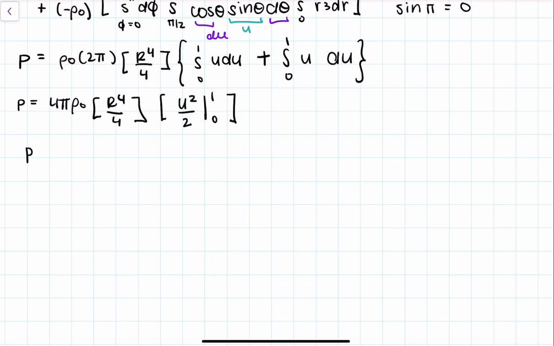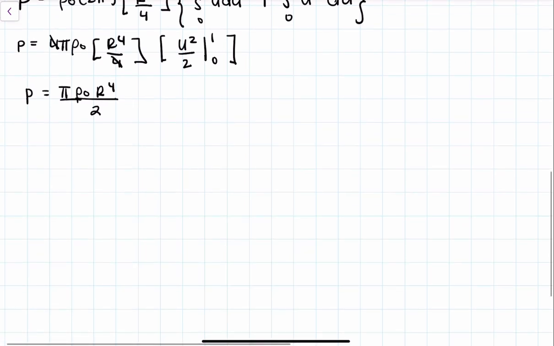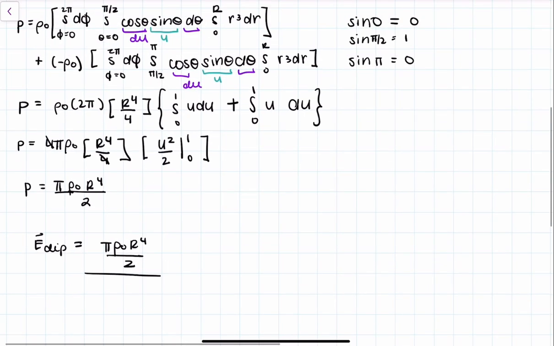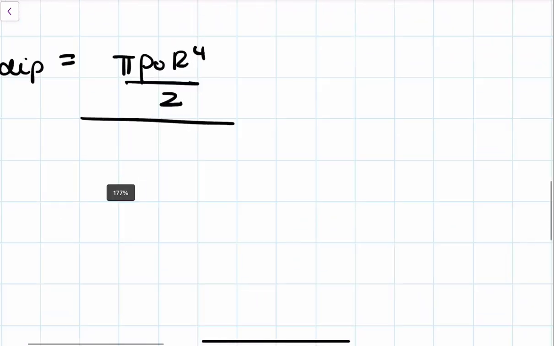So for our total dipole moment, its magnitude is, the 4s cancel, so we end up with rho naught R to the 4th over 2. Oh, and I forgot the pi. Yes, pi rho naught R to the 4th over 2. So if we plug back into our equation of the E field, we have pi rho naught R to the 4th over 2, over, when we go back, 4 pi epsilon naught r cubed.